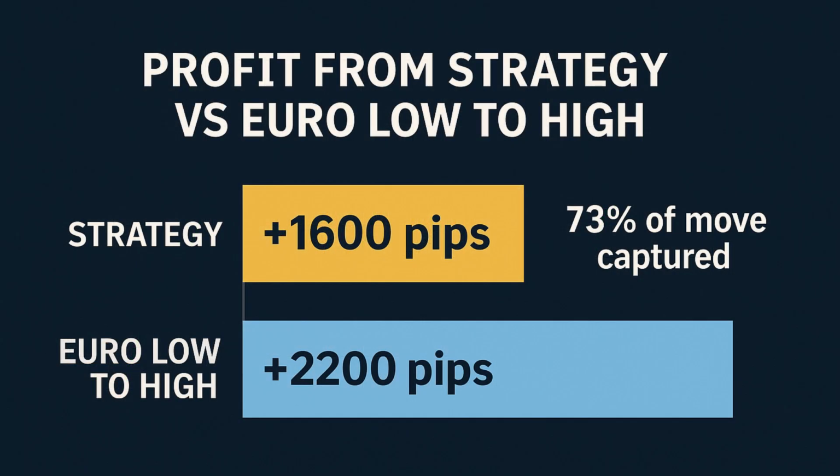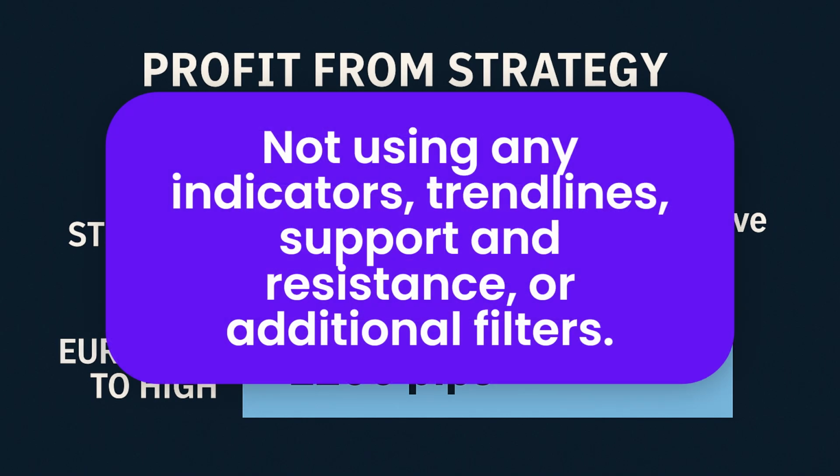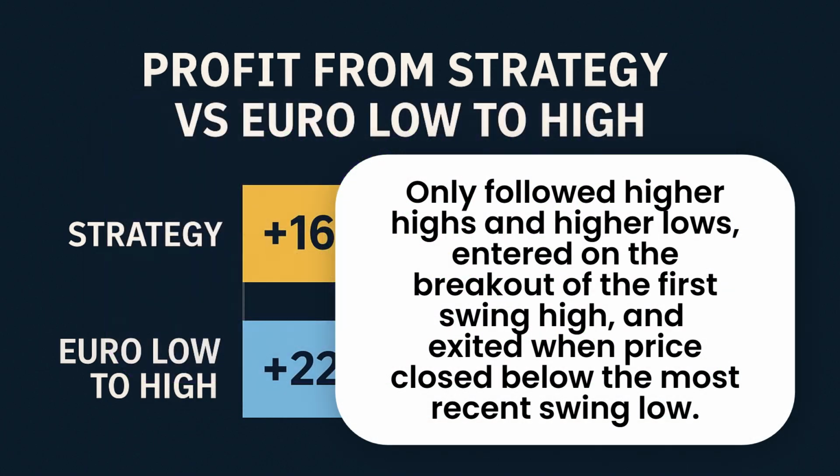From September 2022 through July 2025, the euro itself moved roughly 2,200 pips from low to high. Using this very simple Renko strategy on the daily chart, we captured about 1,600 pips of that move. That is without using any indicators, trend lines, support and resistance, or additional filters. We only followed higher highs and higher lows, entered on the breakout of the first swing high, and exited when price closed below the most recent swing low.